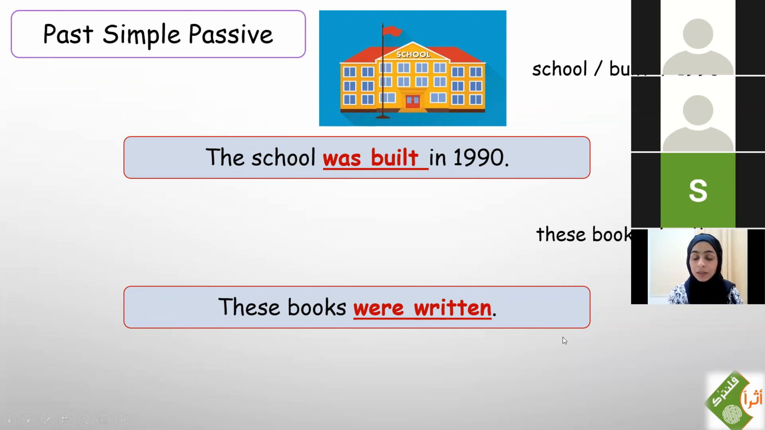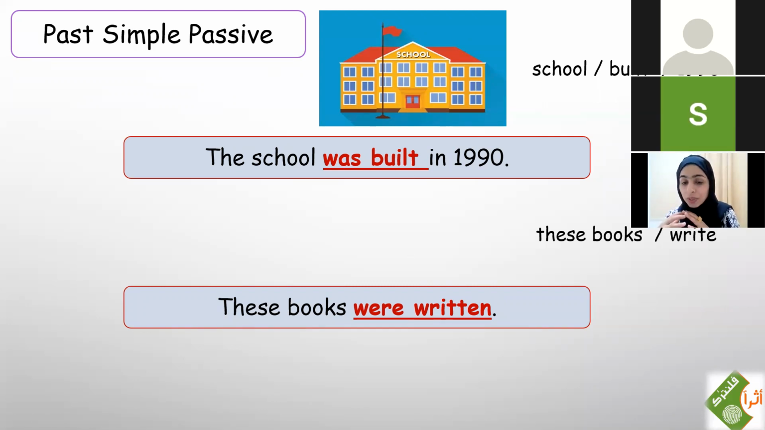We will use passive if the person or who is not important for me. Okay, sometimes, as what Abrar said, we will use by. So if we find the word by, we know that this sentence needs a passive. Passive, we have verb to be, was or were in the past, plus past participle.